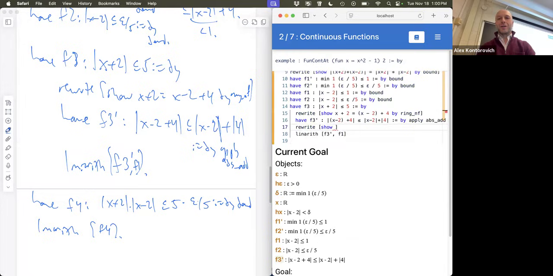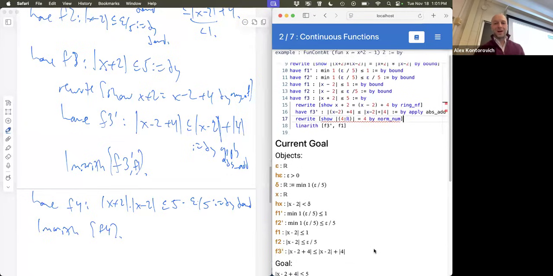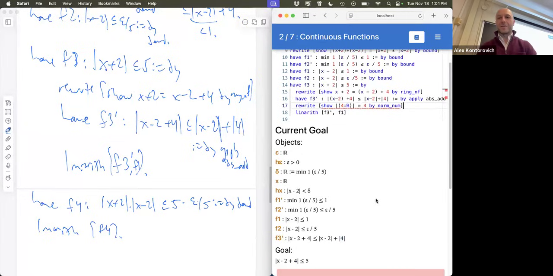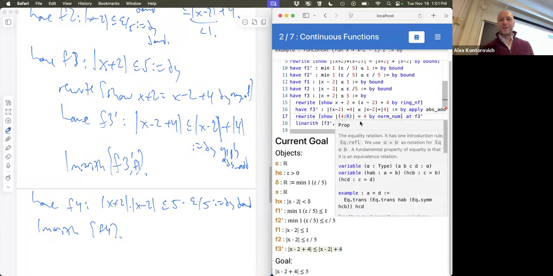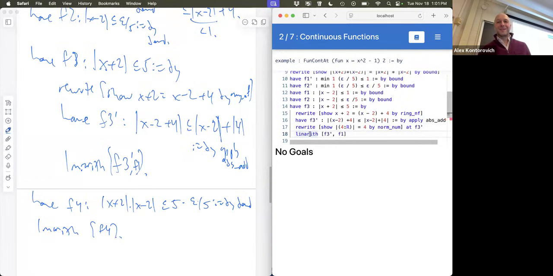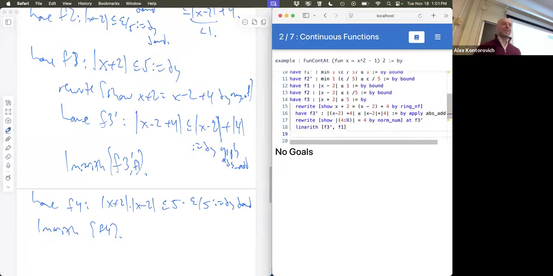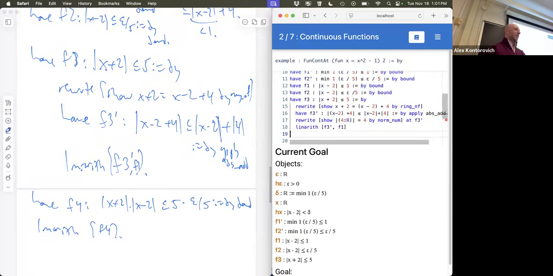Rewrite, show absolute value of 4 as a real number is equal to 4 by norm num. Okay, so now that's at F3 prime. We have to make that absolute value of 4 into a 4, then linarith works. Okay. All right, so we closed out that F3. And this is where switching to editor mode is really helpful. Are there any questions on how we did that? Everybody see how we did it in Lean and also what it means mathematically?